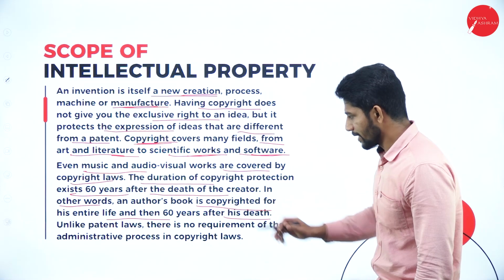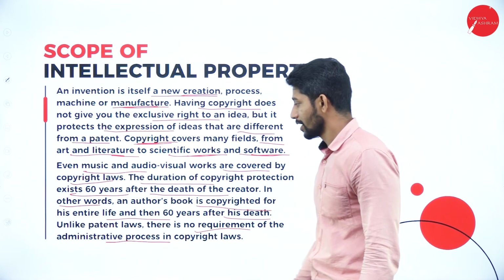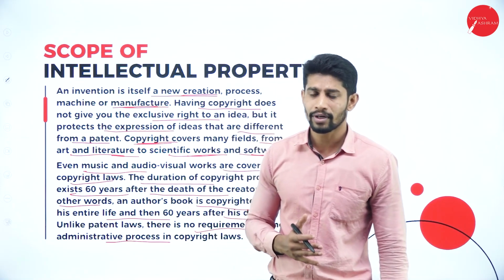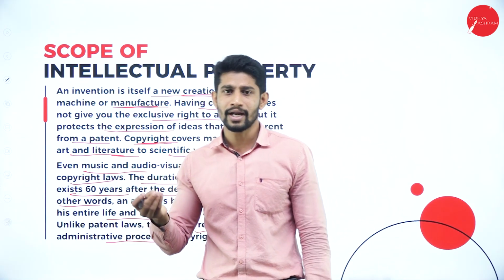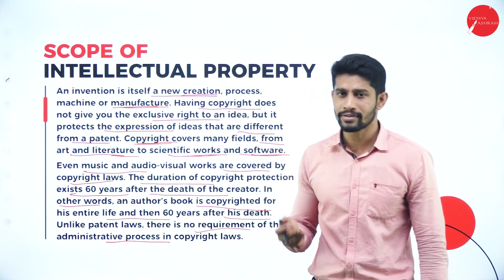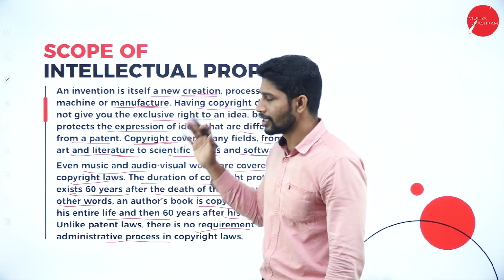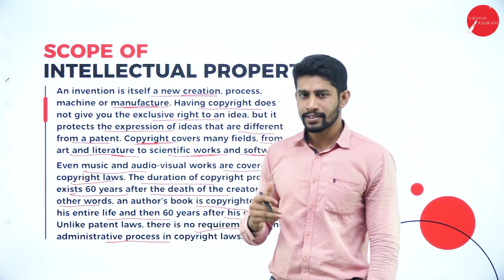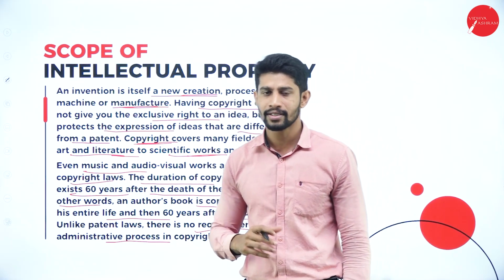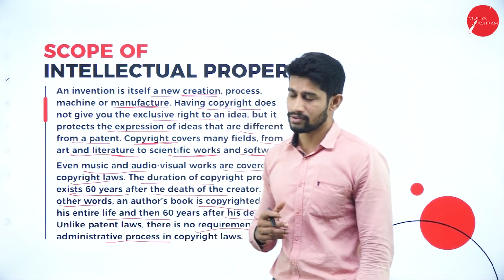Unlike the patent laws, there is no requirement of an administrative process in copyright laws. In patent laws it's purely different, and in copyright laws it is purely different. Patents are taken for products and goods that they invent, but in copyright they take copyrights on software, music, arts and audiovisuals. So this is the main difference between industrial properties and copyrights. In these two areas, intellectual property rights are very famous and more in use.